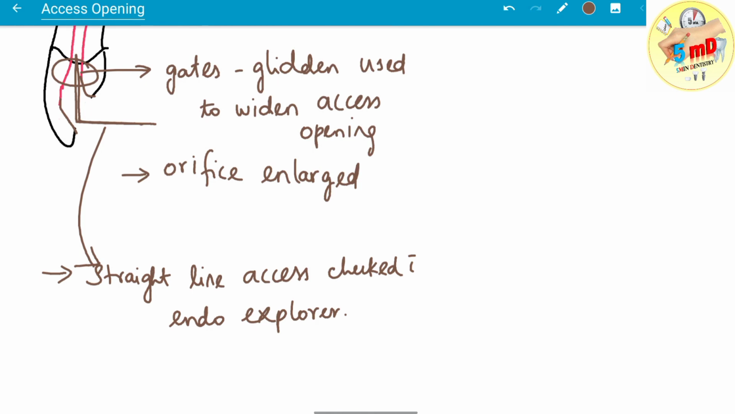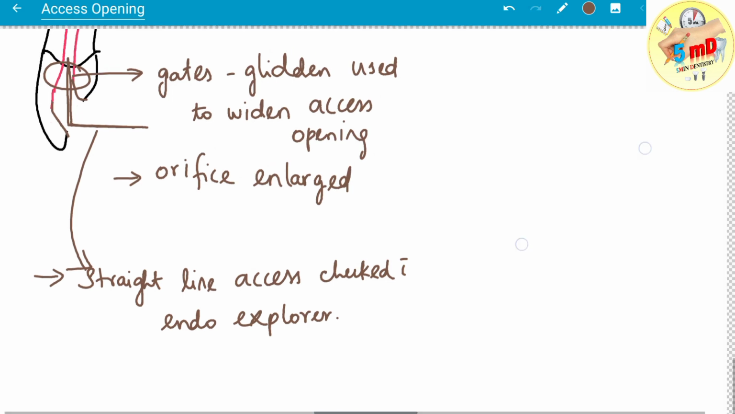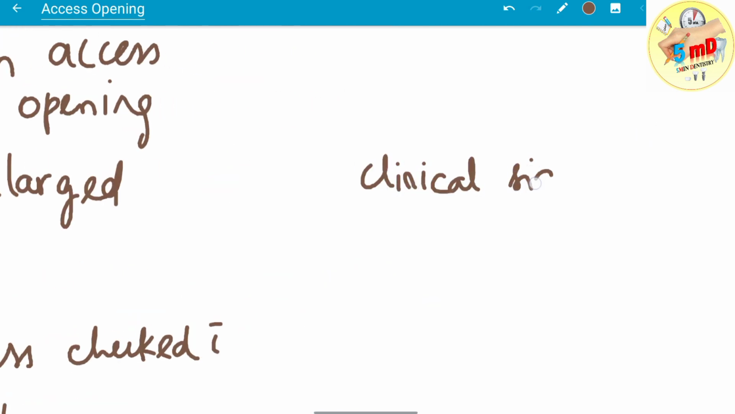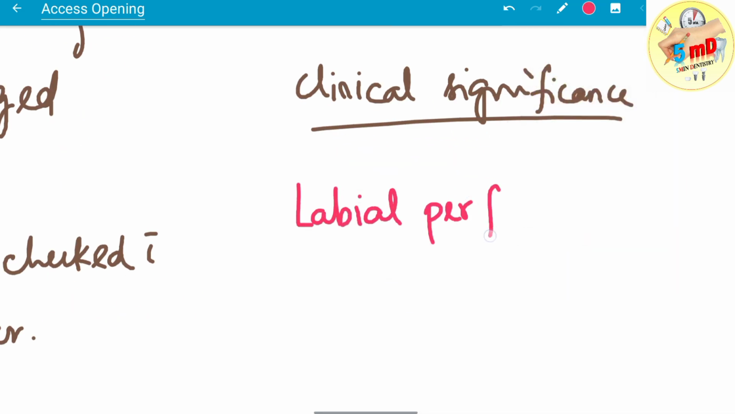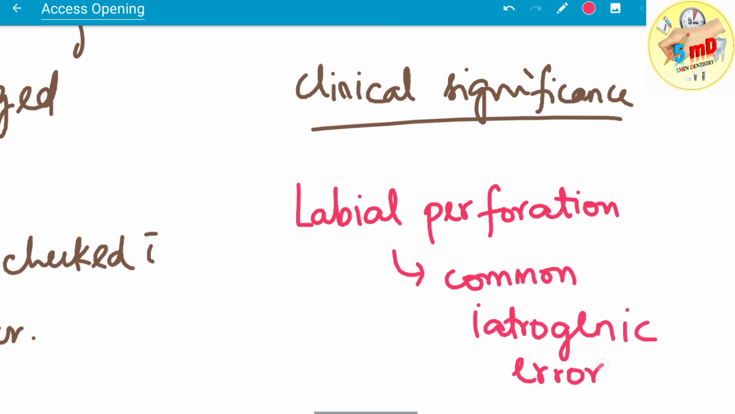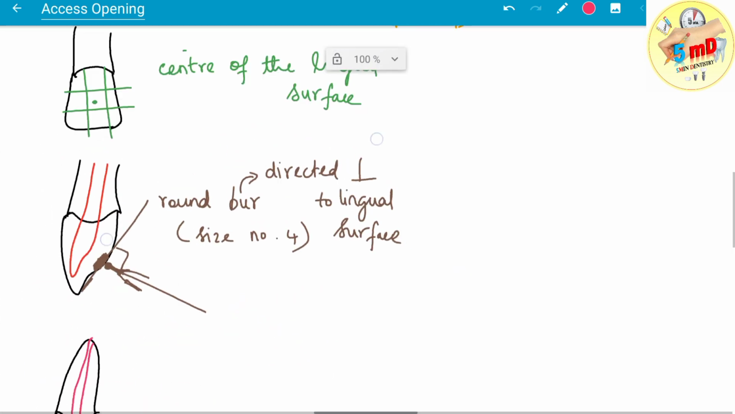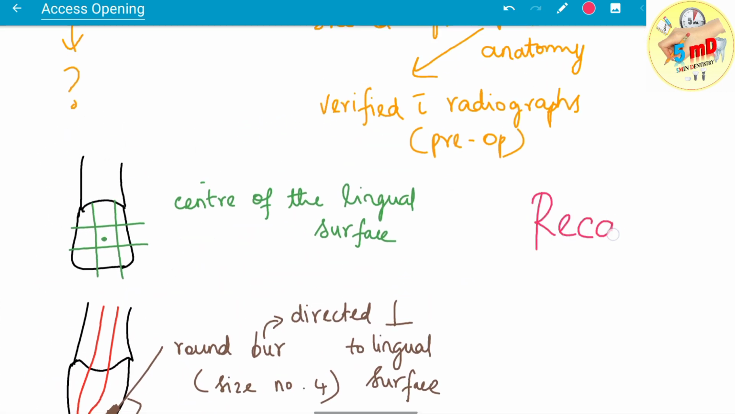So let us recap the steps that we saw. Before that, let us understand one more clinically significant point: the labial cortex of the maxilla bone is very close to the labial surface of the root. Therefore, labial perforation is a very common iatrogenic error which you should avoid and keep in mind before preparation.